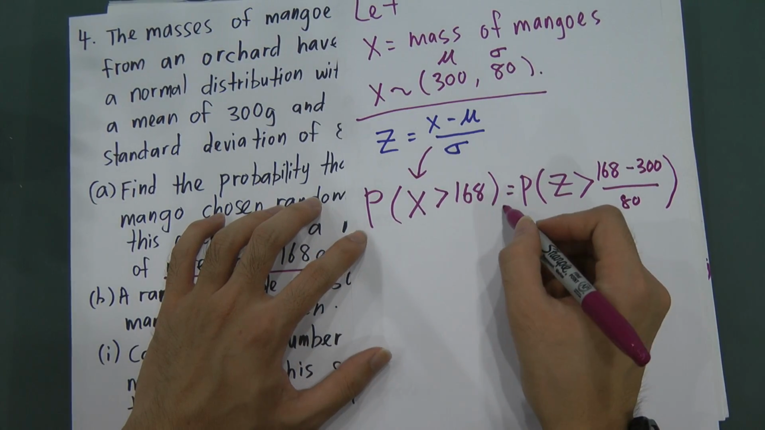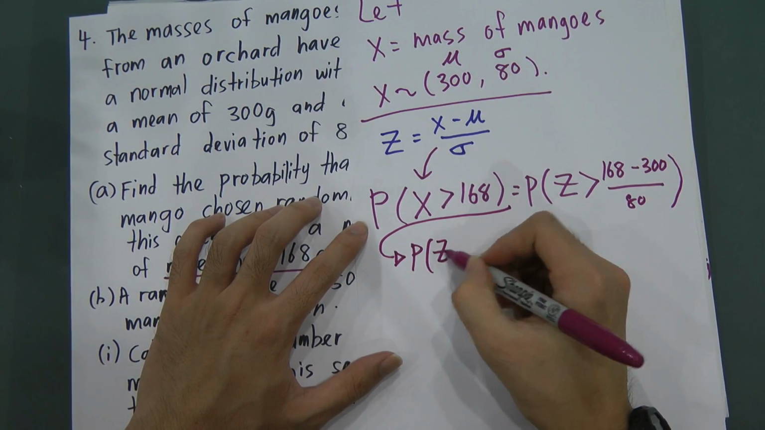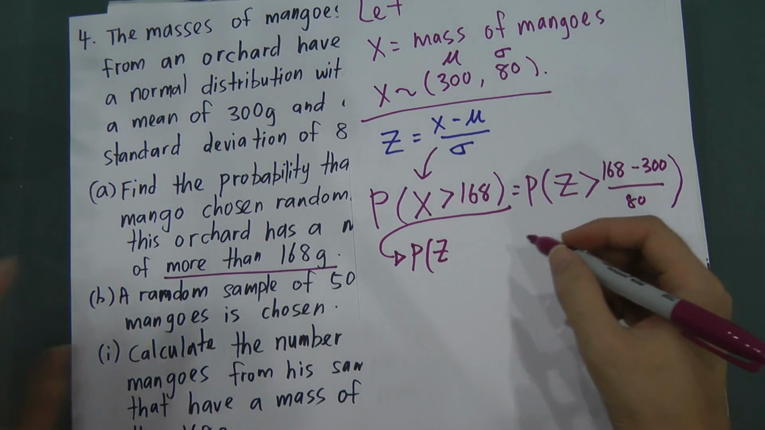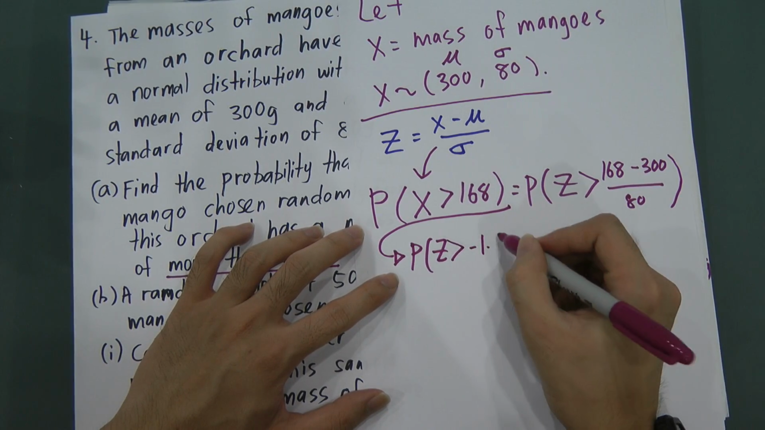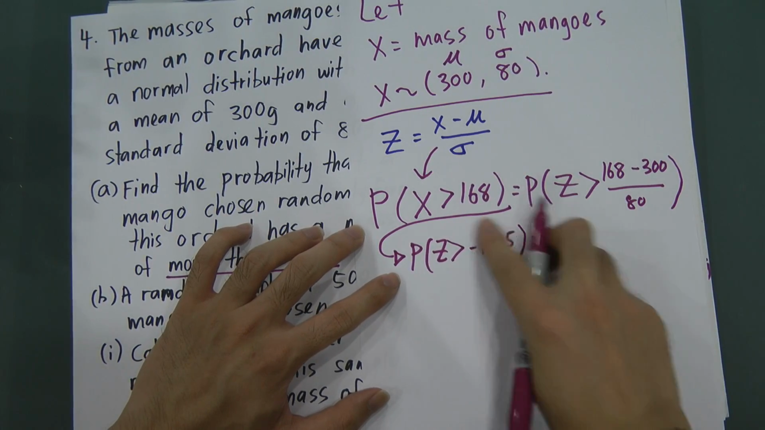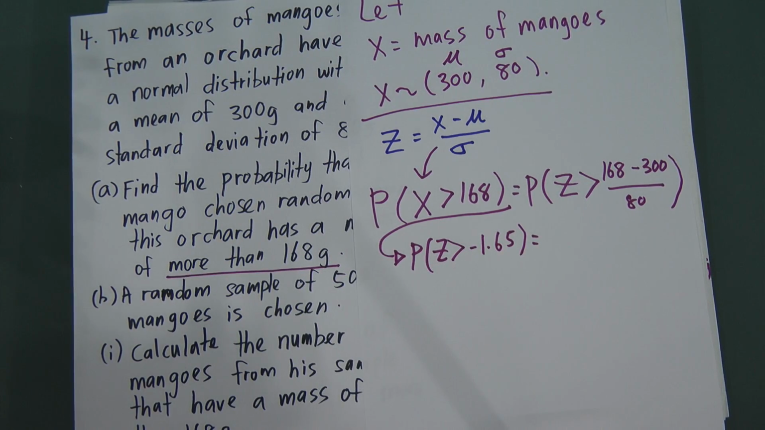So, to play safe, I continue here. I just press the calculator: 168 minus 300 and then divided by 80. I will get negative 1.65, so the probability that z is bigger than negative 1.65. Until this step, when you have bigger and then you have a negative, you have to be careful. What can make you do this kind of question correctly? You had better sketch the graph before you do it.